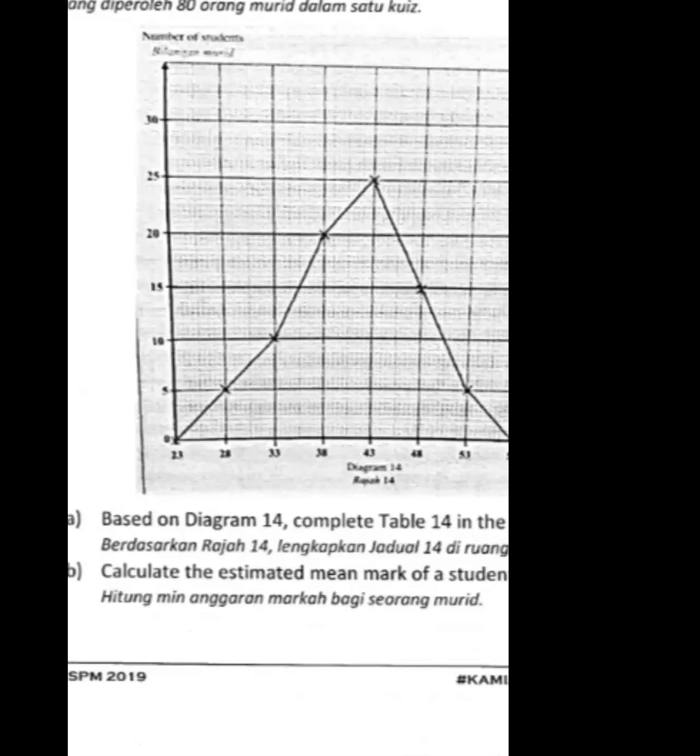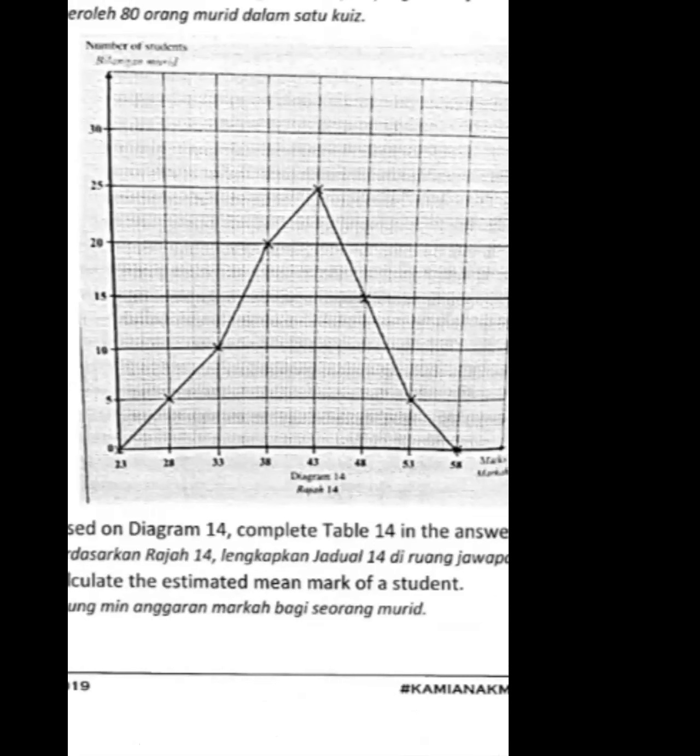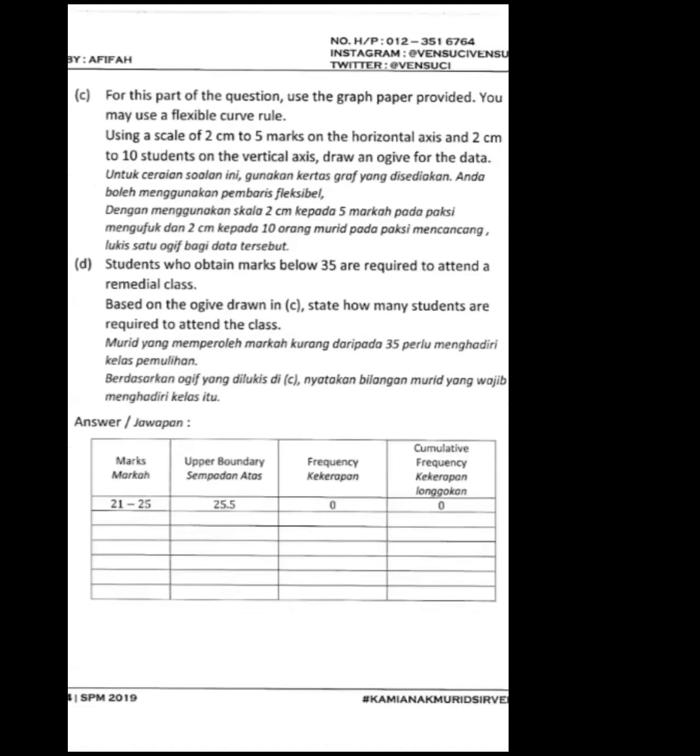Okay, so for the question 2A table, I already explained. As for question 2B, they want to calculate the estimated mean mark of a student. I already taught you guys how to find the estimated mean mark, which is the sum of frequency times midpoint divided by the sum of frequency. And then you can find the estimated mean mark. Same as question 1, you guys can refer back. I'm not going to repeat because I don't want to waste anyone's time.